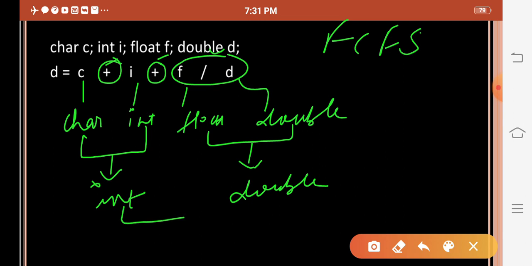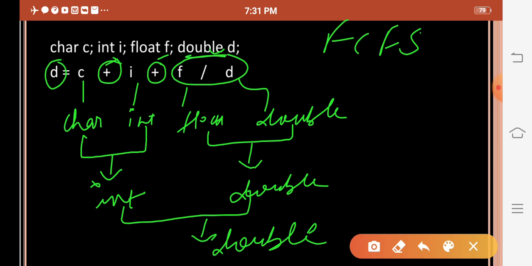Then int and double, when you solve, which one is greater? Obviously double, because integer is 4 bytes, double is 8 bytes. So the final answer you will get as double type. So that is the only reason you are taking D as double type.